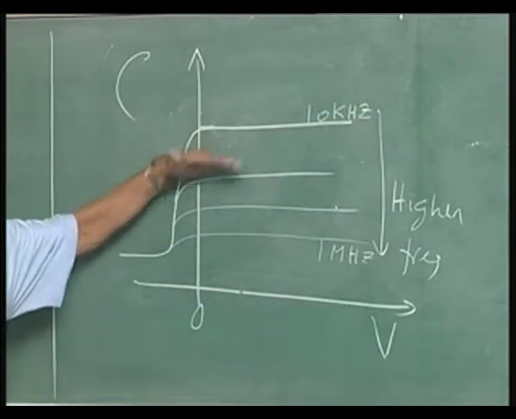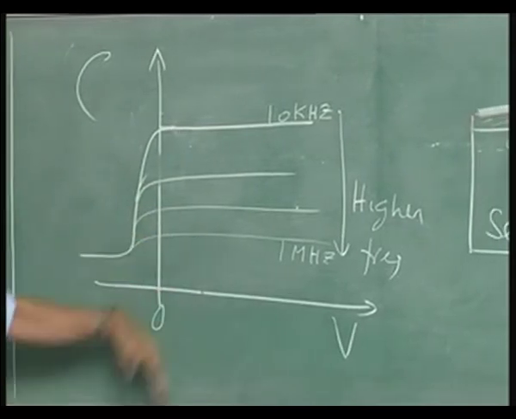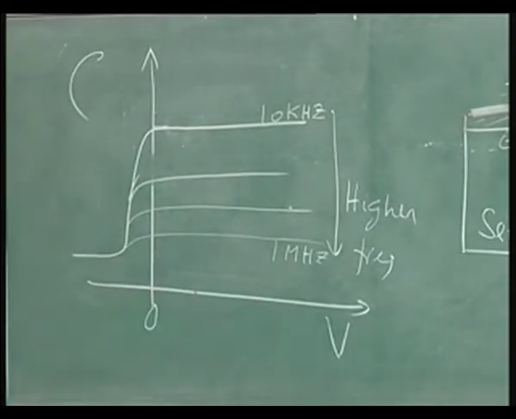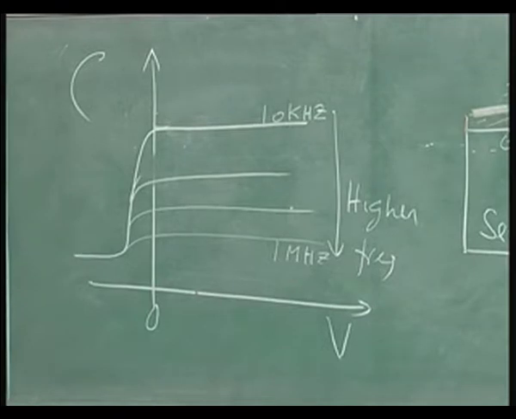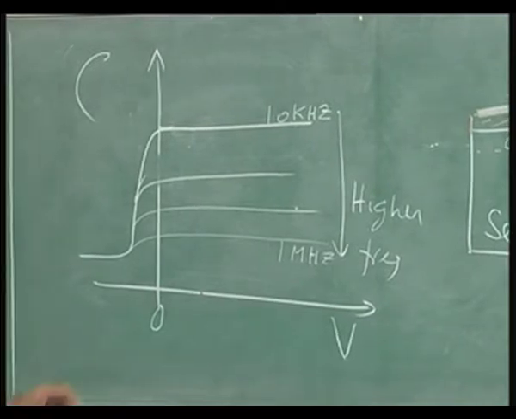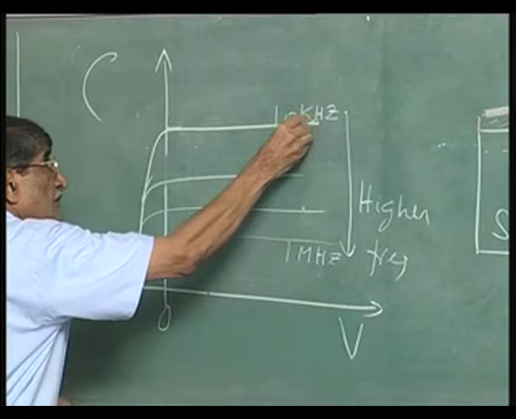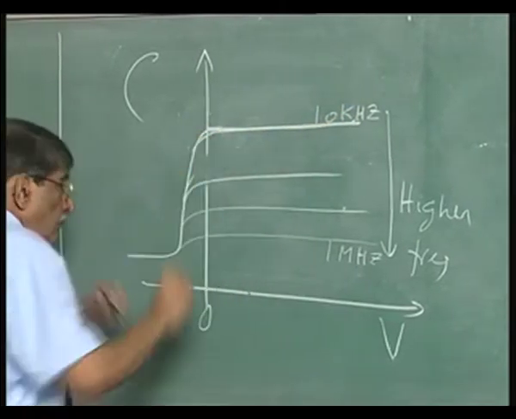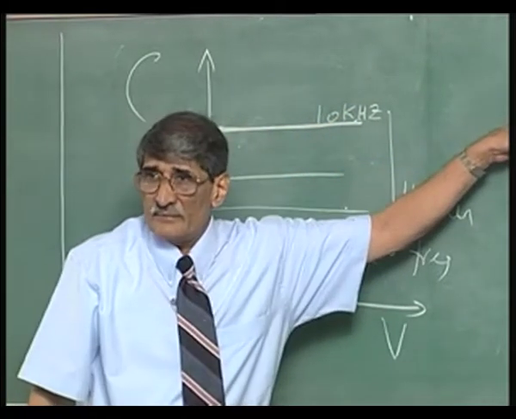There is frequency dispersion. When you measure the CV at different frequencies, the capacitance is different, which is not supposed to happen ideally. Ideally, the capacitance should only be one. The high frequency curve itself should show this. That should be the capacitance of the oxide.